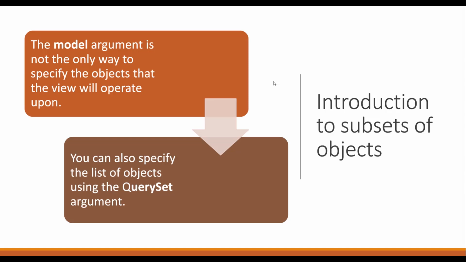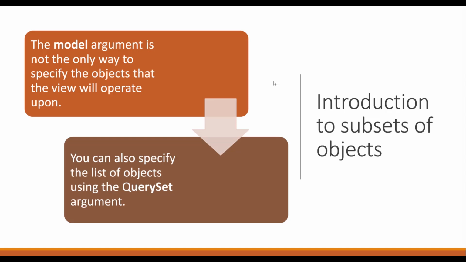All the generic views that operate on a single object or a group of objects use the model parameter, which identifies the database model that the view will use to operate. In addition to this, the model argument is not the only way to specify the objects that the view will operate upon. You can also specify the list of objects using the queryset argument.